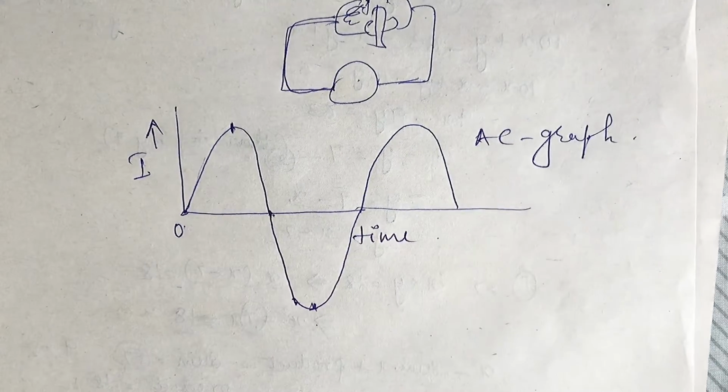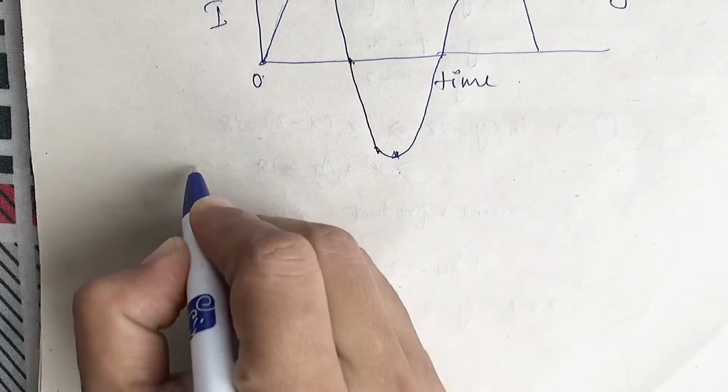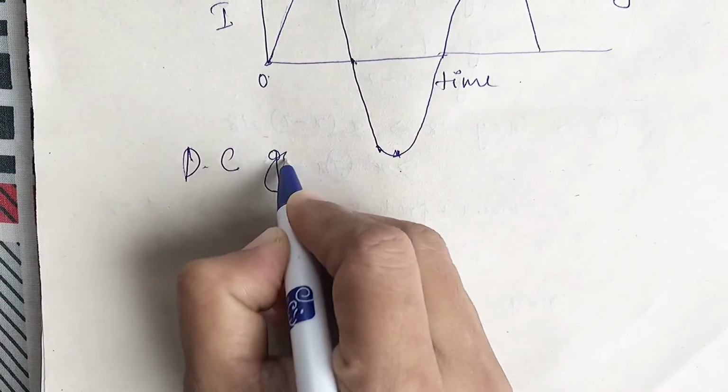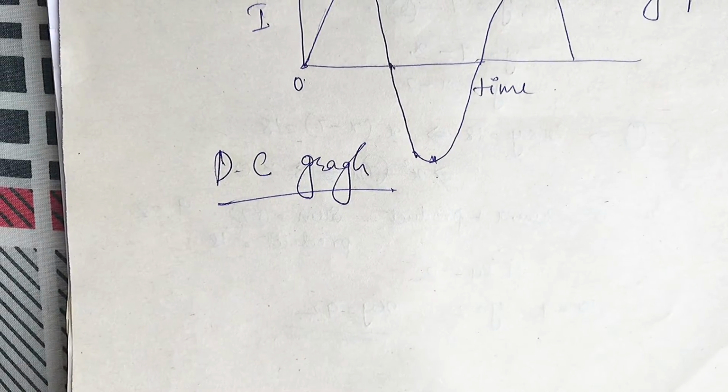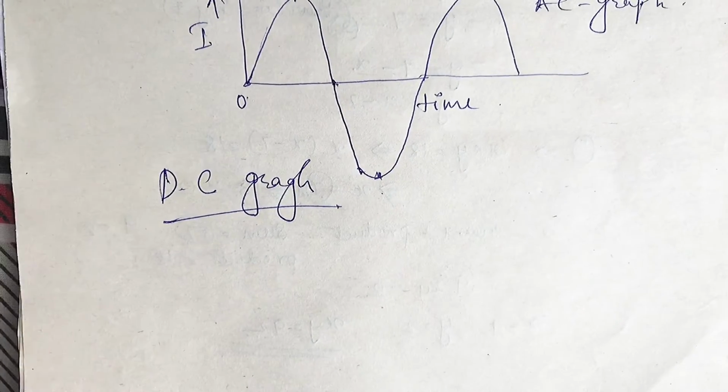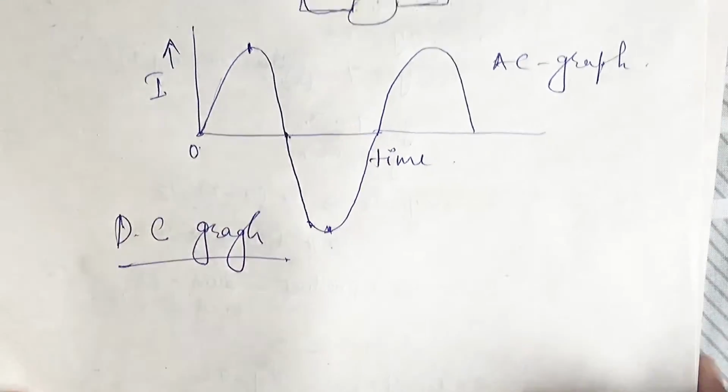Okay, well clear. Now comes the DC graph. I told you this is of two types. One is with varying magnitude.